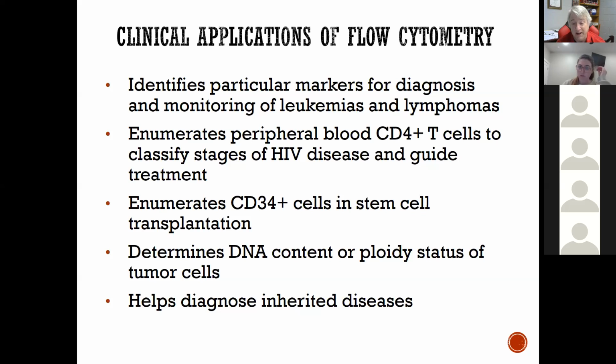We can determine DNA content of some of those leukemias, that is, ploidy status. You remember if I had too many duplications of the chromosomes, we can definitely see the DNA content of a cell, and it also helps diagnose inherited diseases. So we have a lot of use.